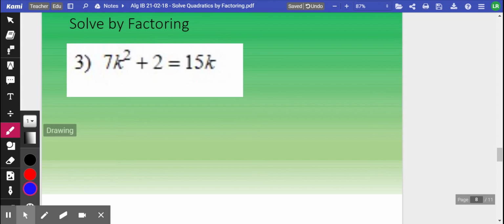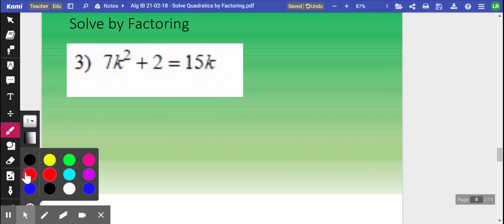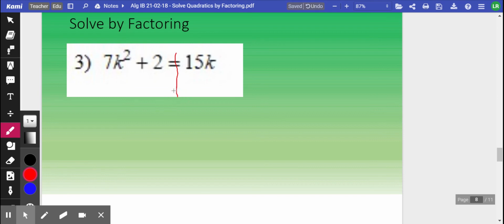Okay, this first one, number 3. There's my equal sign. It does not say equal 0. This is a quadratic because it says k squared. So let's get this over here, minus 15k on both sides. And you have to make sure you put these in the right order. So it goes k squared, then the k, so minus 15k, then the 2, equals 0. Okay. Look for something to divide out. 7, 15, 2. Can't divide those by 2, so 1, it's done.